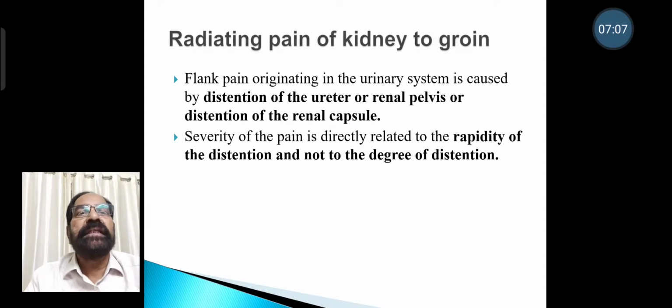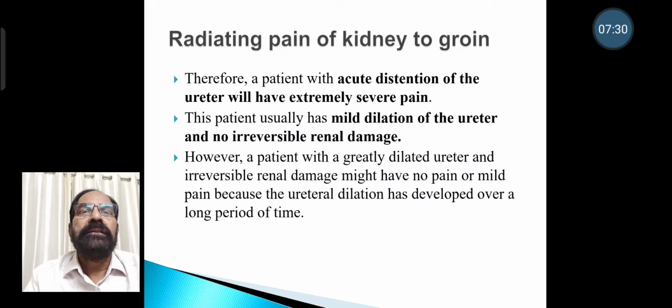Coming to radiating pain of the kidney to the groin. Flank pain originating from the urinary system is caused by distension of the ureter or renal pelvis or distension of the renal capsule. The severity of the pain is directly related to the rapidity of the distension and not to the degree of distension. Therefore, a patient with acute distension of the ureter will have extremely severe pain. This patient usually has mild dilatation of the ureter and no irreversible renal damage.